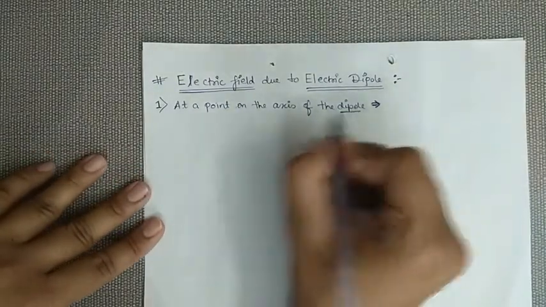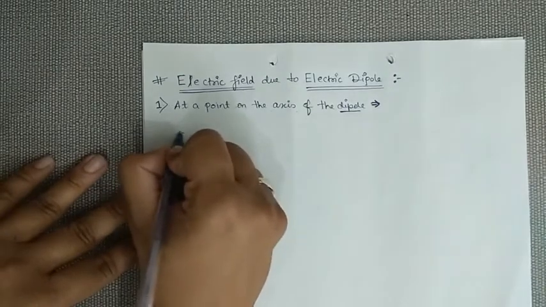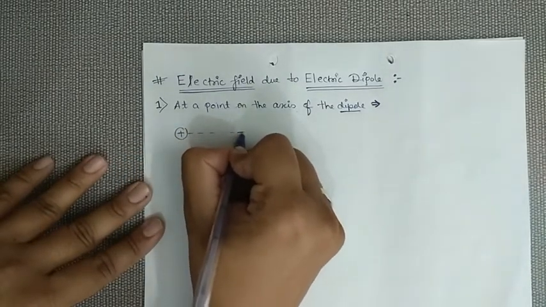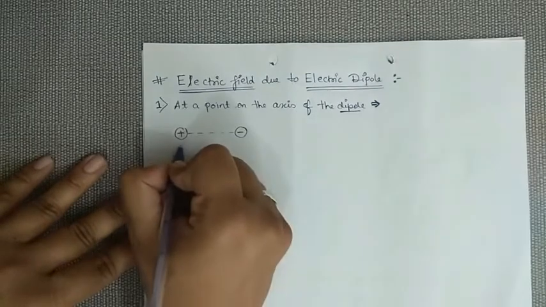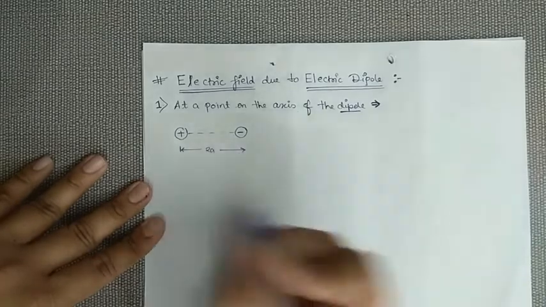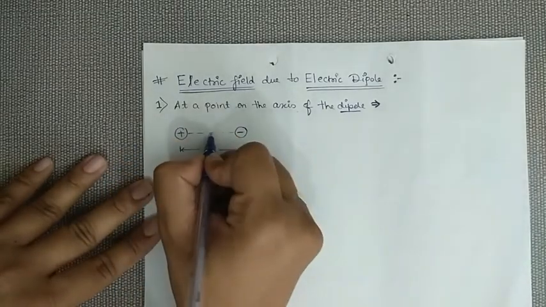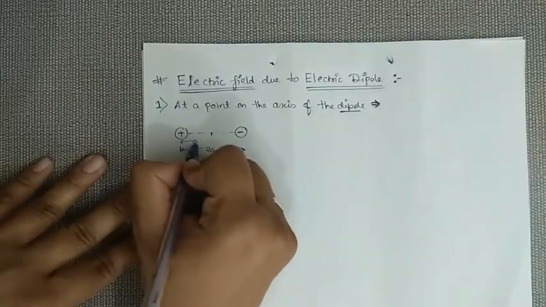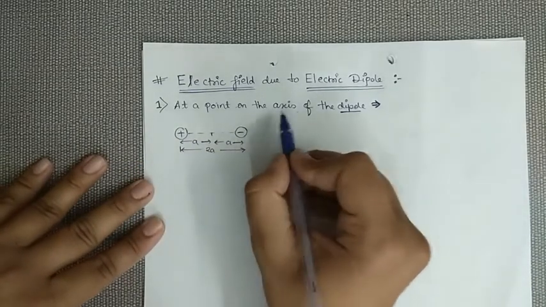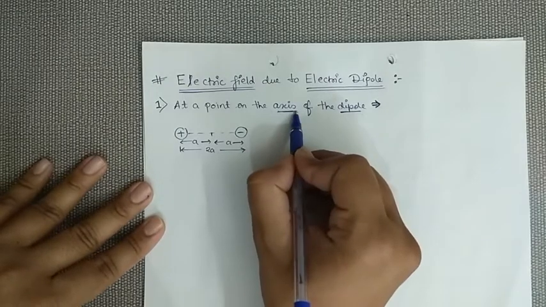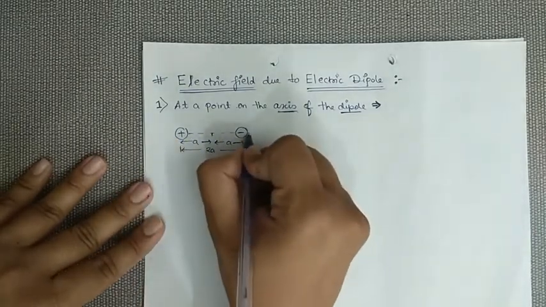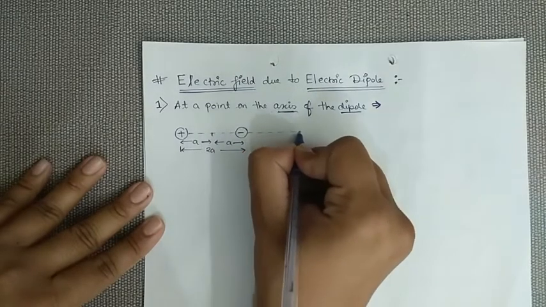So first of all I have to draw a dipole. So suppose this is positive charge, separated by a distance of 2a. Now the half distance will be a and this remaining half distance will be a. I have to take a point on the axis. So this line passing through the dipole, it is the axis. So we have considered a point.